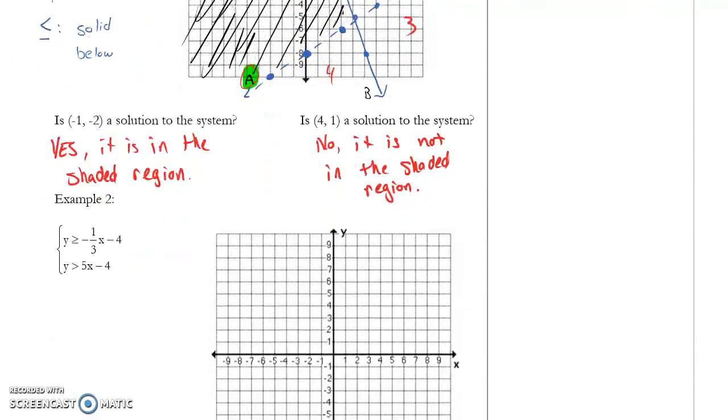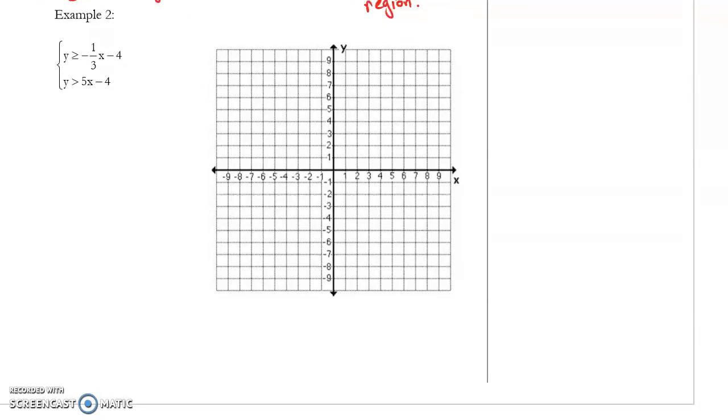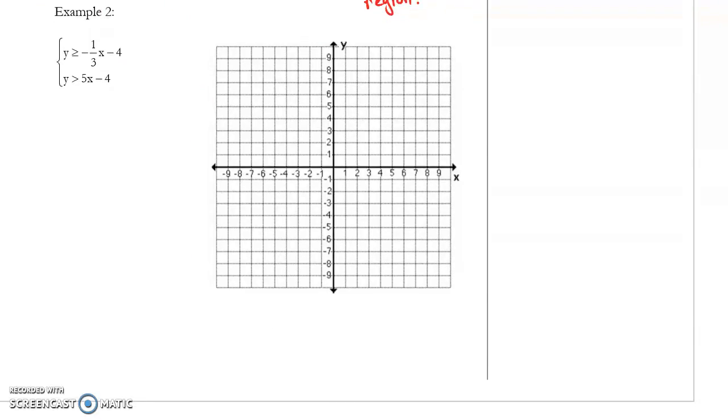Let's do another example together. Again, this one's already in slope-intercept form. So in my first inequality, y is greater than or equal to -1/3 x minus 4. I know my slope is -1/3. My y-intercept is 0, -4. This symbol with the line under it tells me it's going to be a solid line.